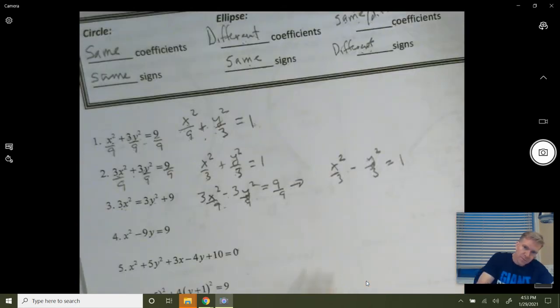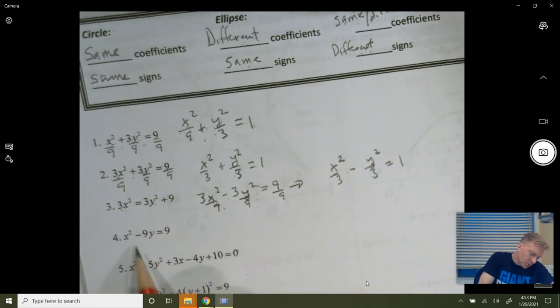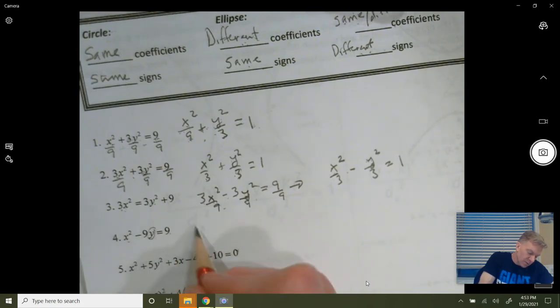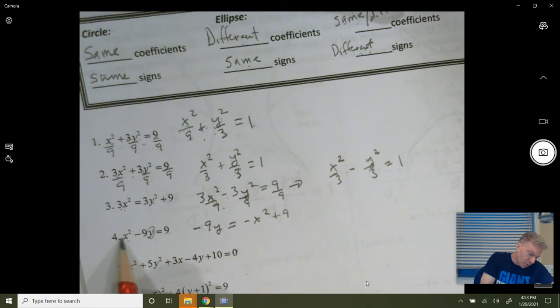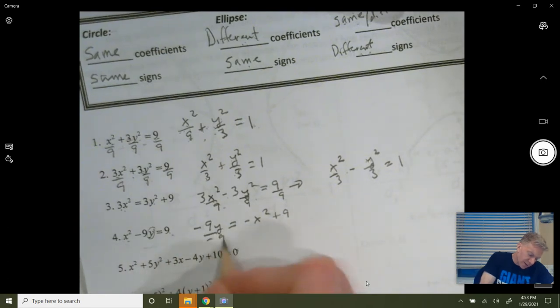To the next one. Notice this one, you've got x squared. You don't even have a y squared. So usually when we have something like this, we get that unsquared term by itself. So negative 9y is going to equal negative x squared plus 9. I just moved this x squared over. Divide by negative 9.